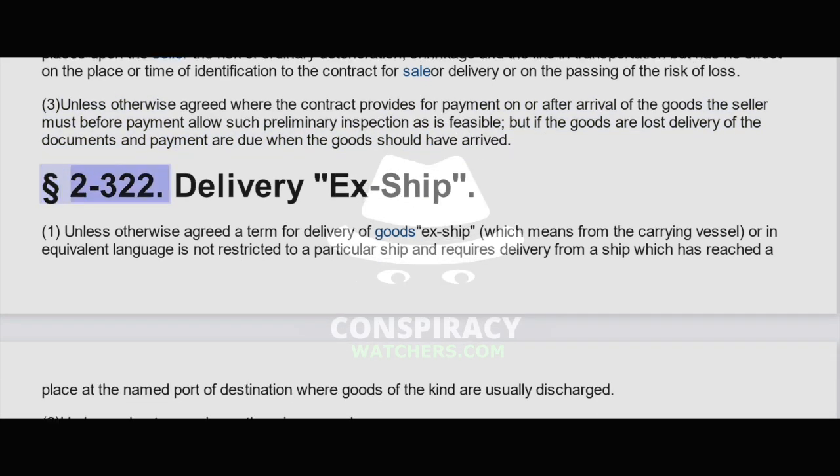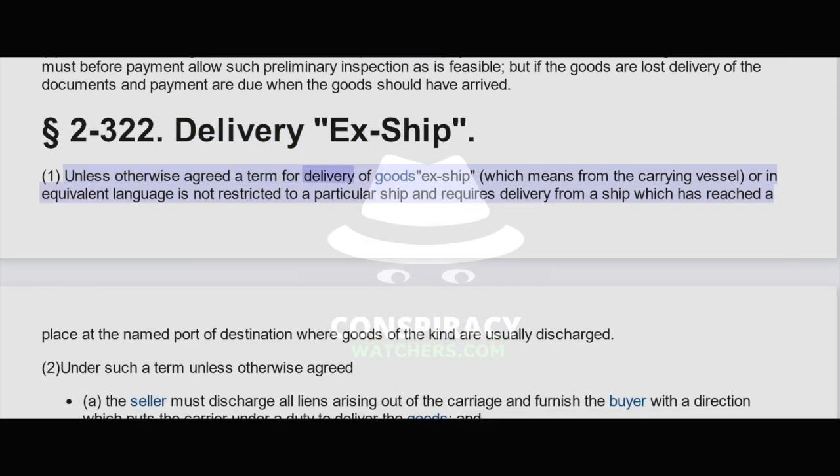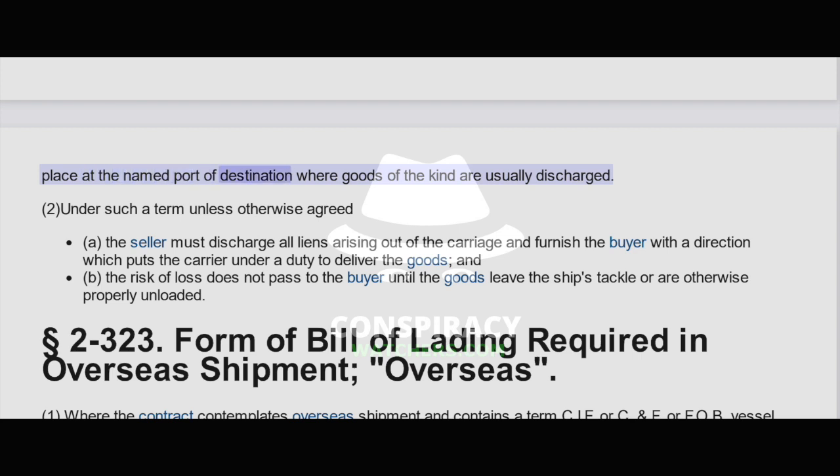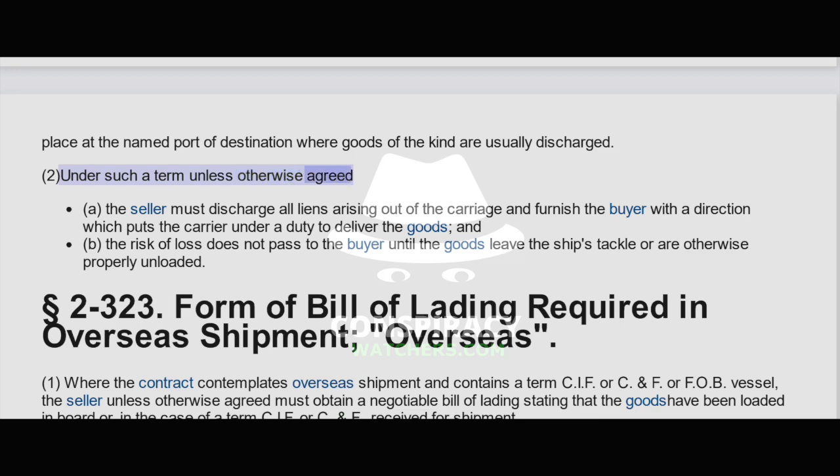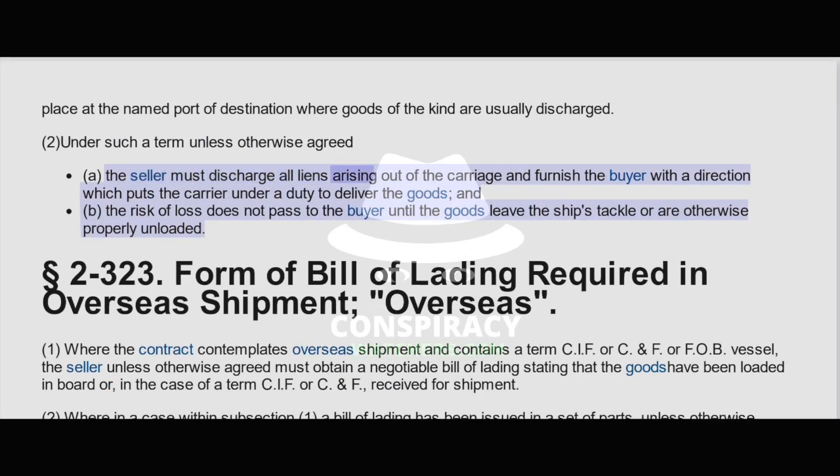Section 2-322. Delivery ex ship. Unless otherwise agreed, a term for delivery of goods ex ship or an equivalent language is not restricted to a particular ship and requires delivery from a ship which has reached a place at the named port of destination where goods of the kind are usually discharged. Under such a term, unless otherwise agreed, the seller must discharge all liens arising out of the carriage and furnish the buyer with the direction which puts the carrier under a duty to deliver the goods, and the risk of loss does not pass to the buyer until the goods leave the ship's tackle or are otherwise properly unloaded.